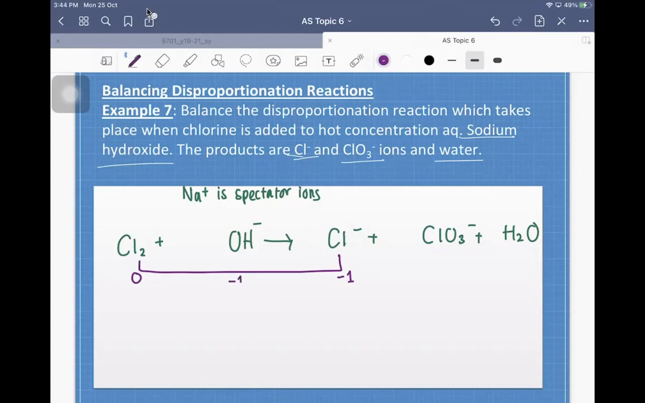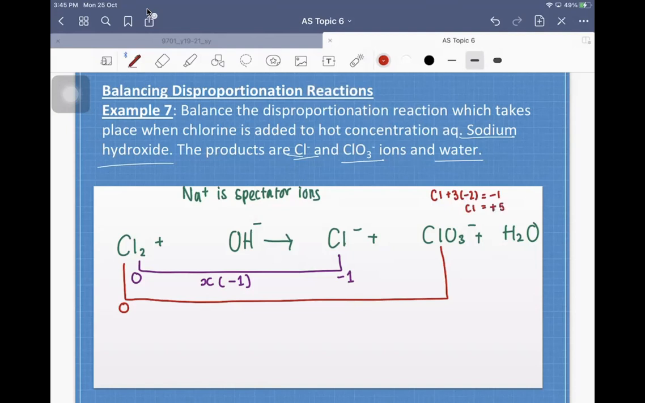So I would just write it as -1 times X. Next, same, the other chlorine atom goes to ClO3 minus. So the other chlorine atom has an oxidation number of 0 in Cl2. And in ClO3 minus, if we just do that quickly, 3 times -2, -1, chlorine should be +5. Yeah, -1 plus 6 will be +5. So that means this is +5.